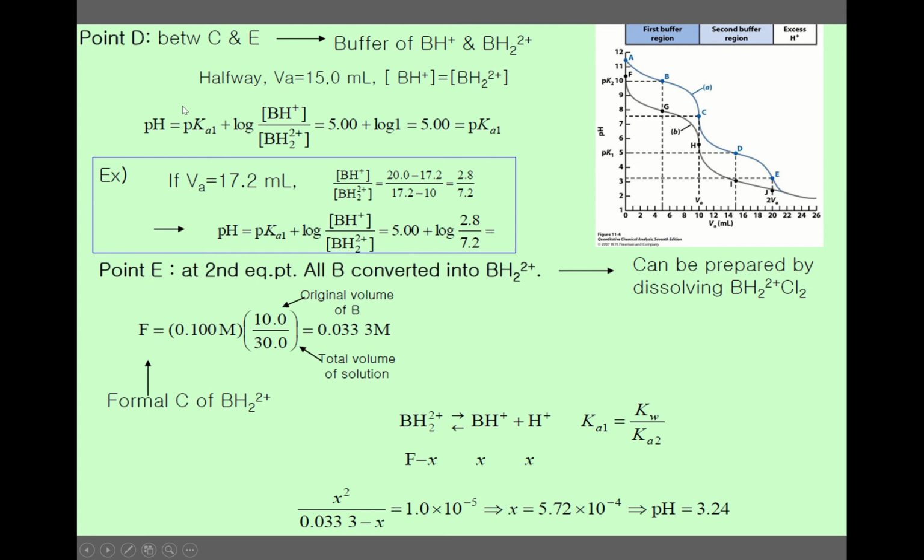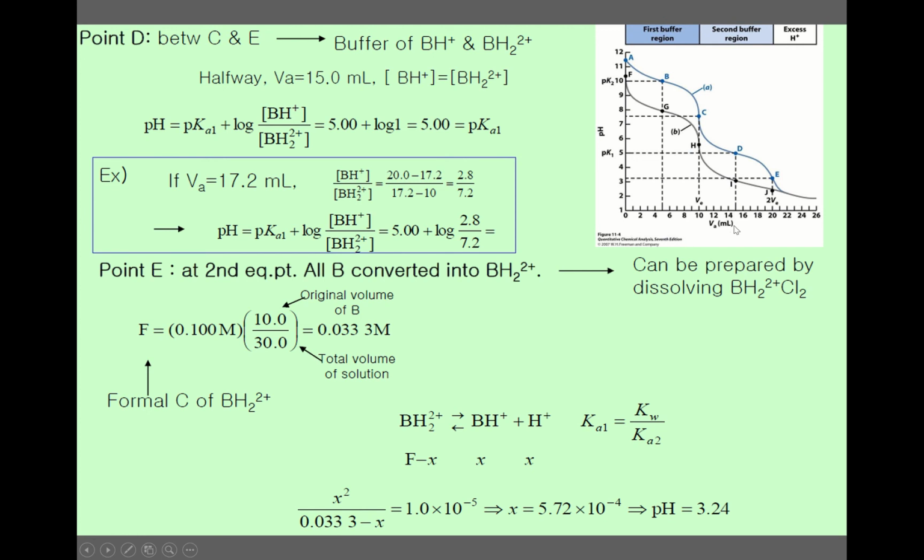Here pH equals pKa1 plus log of this ratio, this two species ratio. Since at point D, the two concentrations are the same, so pH is directly pKa1. In this case, pKa1 is 5. But what if you add 17.2 ml of strong acid?